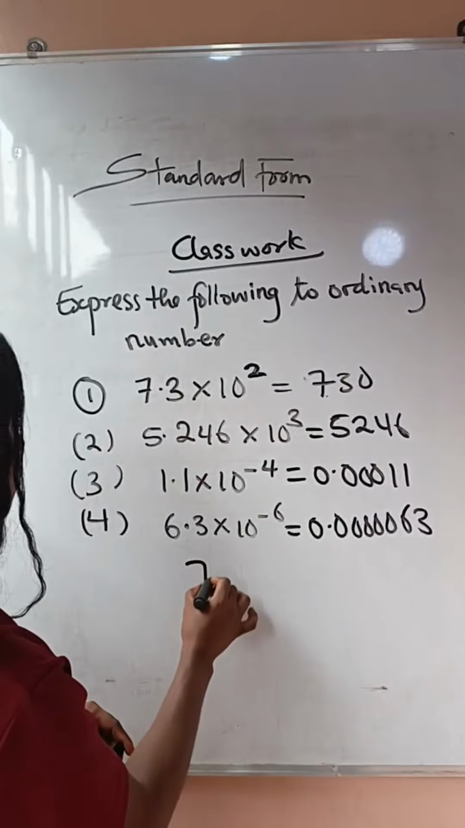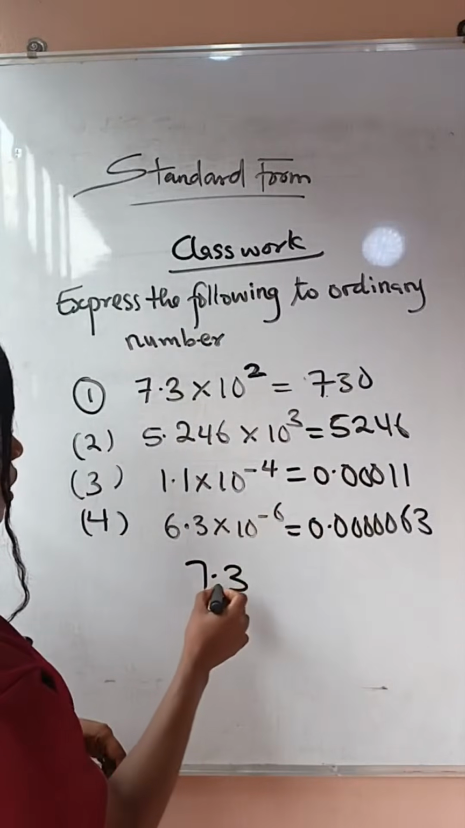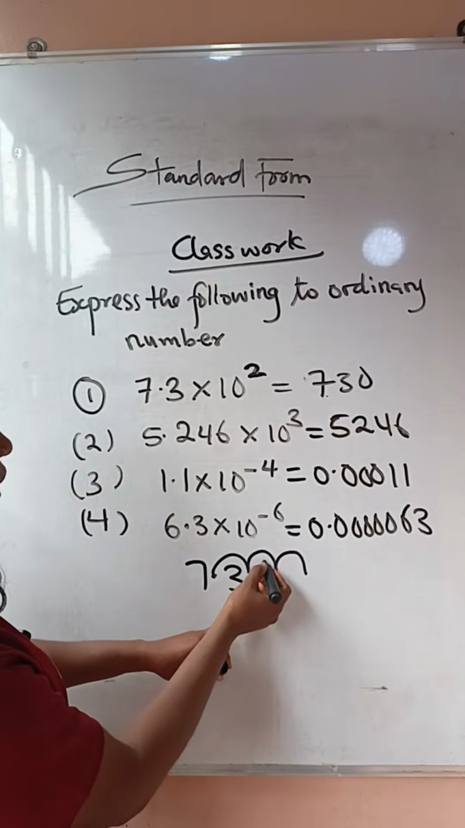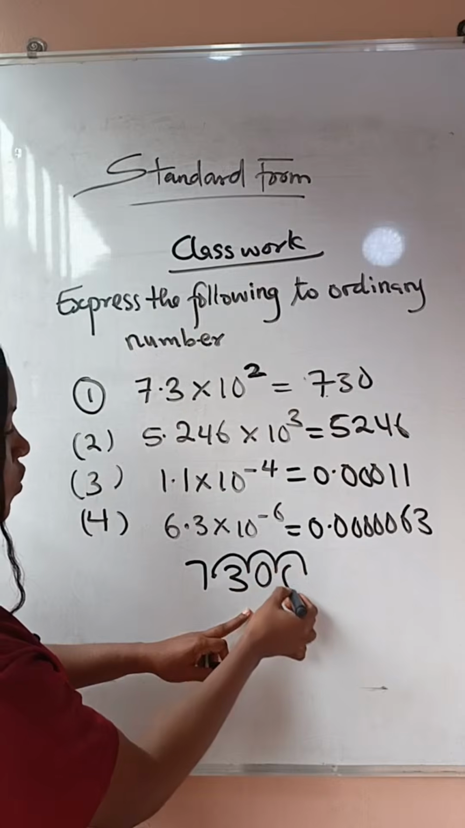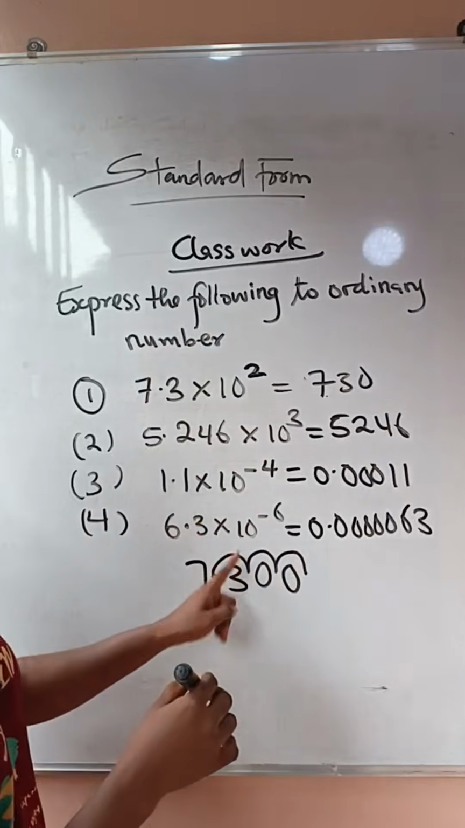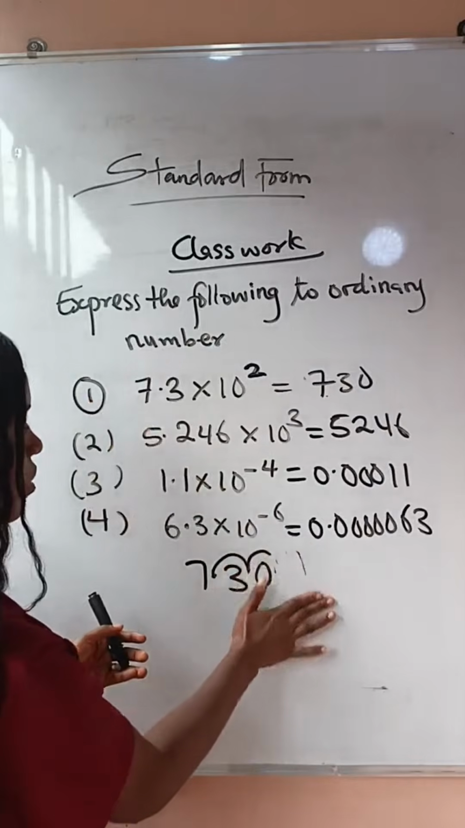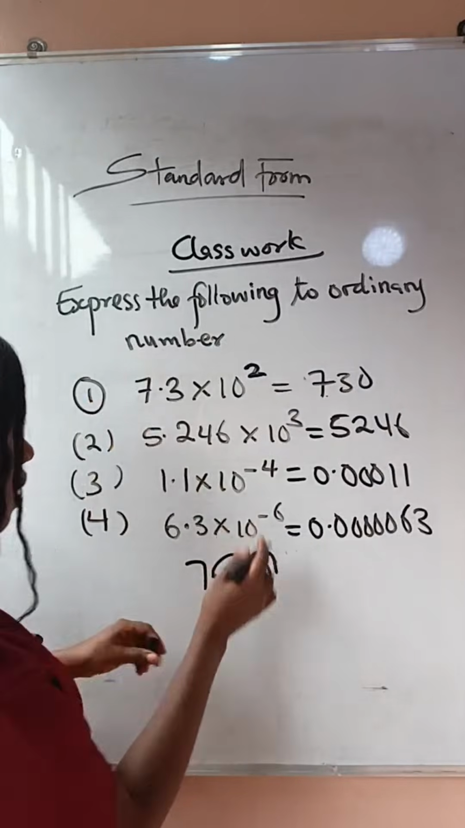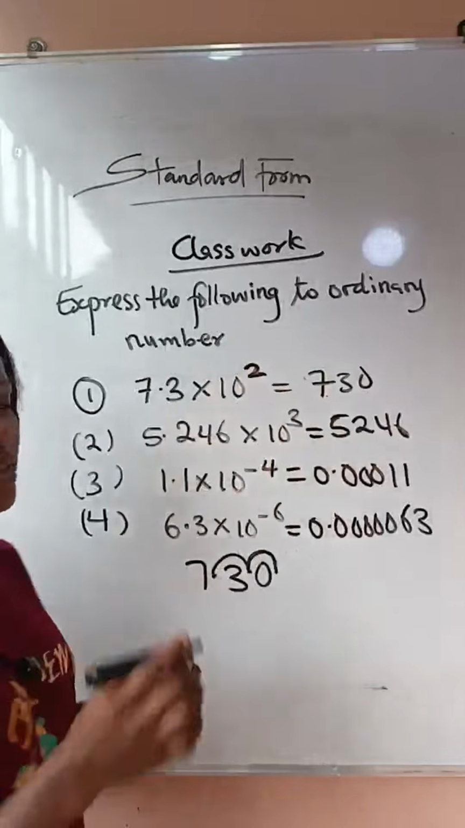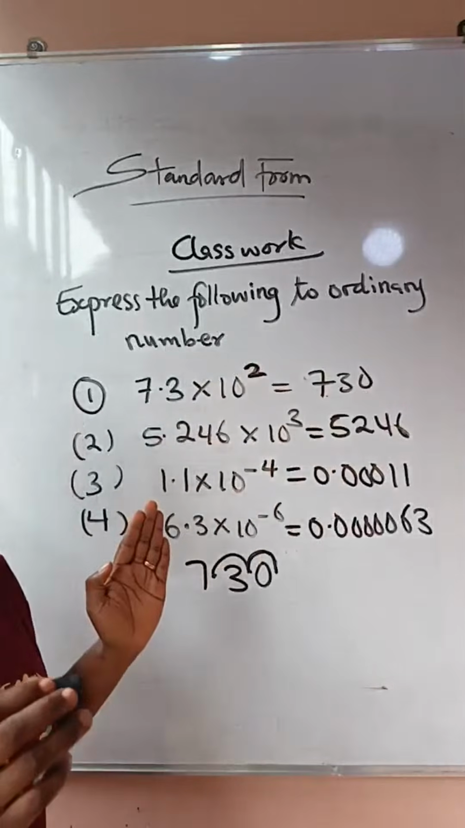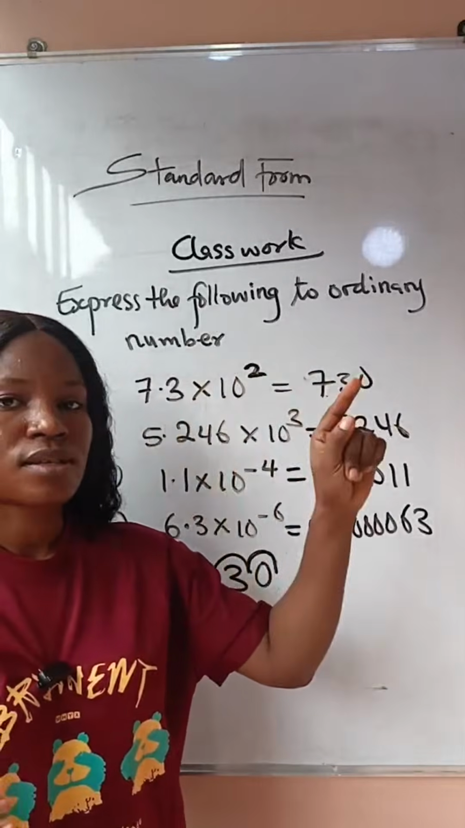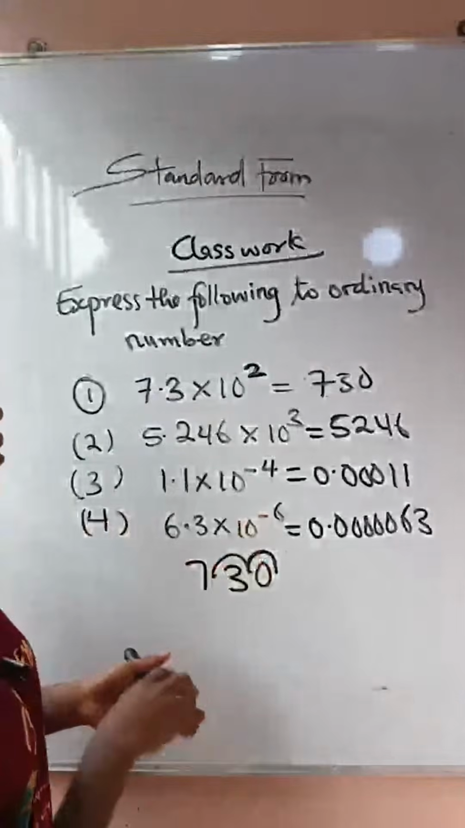So we have 7.3. We shift it to the right 2 times. 1, 2, 3. Now we have space here, nothing is here. Just fill it up with zeros. Oh, sorry, we are shifting to the right 2 times, not 3 times. I'm sorry about that. So we have 730. So that is why you got 730. The positive 2 is telling you you are going to go to the right 2 times. That's all.